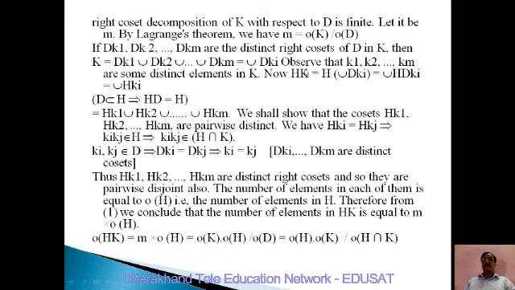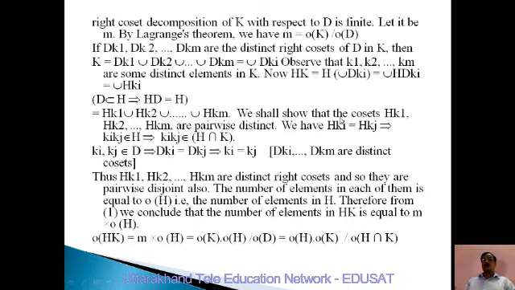Now HK, the product of these two subgroups, is given as H times the union of Dki. This gives the union of HDki, equal to the union of Hki, as we know that D is a subset of H, so HD equals H. This implies we have Hk1 union Hk2 union and so on Hkm.